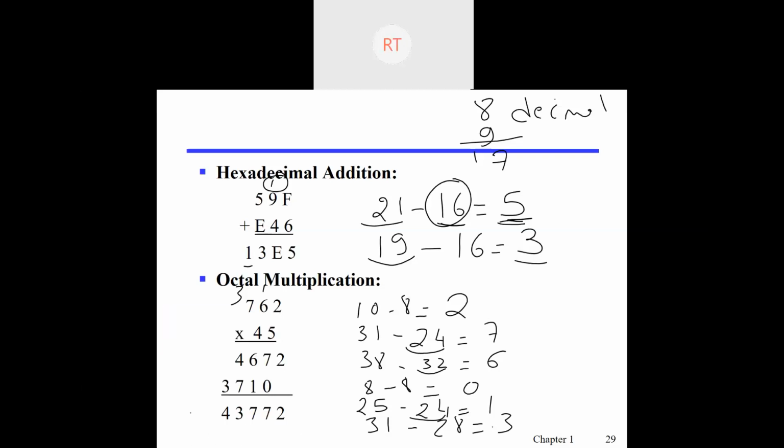You have to add. So 2 plus 0 is 0. 7 plus 0 is 7, so no problem, we are not exceeding 8. 6 plus 1 is 7. Here we have 4 plus 7, it's 11. What happens when it is 11? It exceeded 8, so you do 11 minus 8. It is going to be 3, and you have carry 1. 1 plus 3 is 4. So this is the answer of the multiplication of 762 times 45 in octal, and the answer is 43772, also in octal. Yes, please, your questions.